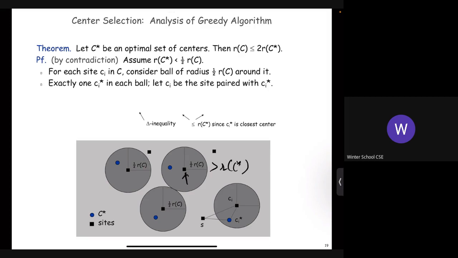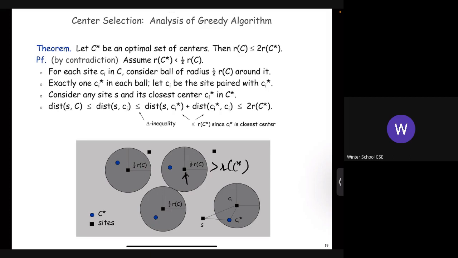Look at any point S. He knows that he can reach one of the blue guys within RC star. And from there, I can go to my C guys in another RC star. That's it. So if you apply the triangle inequality, consider any site S and its closest center Ci star. So what is the distance from S to C? It is upper bounded by the distance from S to Ci star, and then you go from Ci star to Ci. That's it, and you're done. Is that fine? Any more questions? And that's it. You're done.